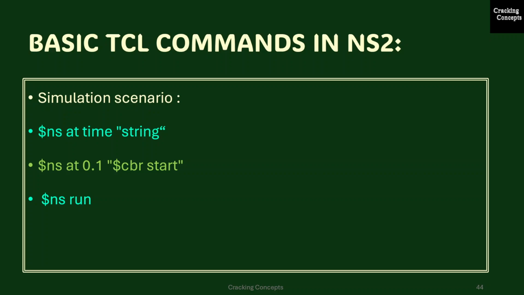Assuming that all the network configuration is done, the next thing to do is write a simulation scenario or simulation scheduling. The simulator object has many scheduling member functions. However, the one that is mostly used is $ns at time "string". This member function of a simulator object makes the scheduler schedule the execution of the specified string at a given simulation time. For example, $ns at 0.1 "$cbr start" will make the scheduler call a start member function of the CBR traffic source object, which starts the CBR to transmit data.